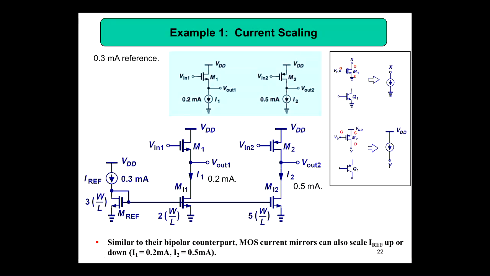Similar to their bipolar counterpart, most current mirrors can also scale I reference up or down. This means we can apply the same principle we applied for BJT, like scale up and scale down, to MOS, because this is applicable to transistors. We use the term transistor, not only limited to BJT, but applicable to MOS as well, for all the current source principles. The only difference is that we use W by L instead of area for MOS.